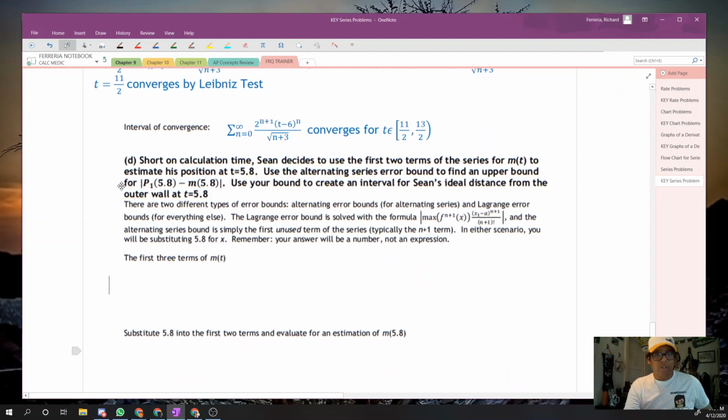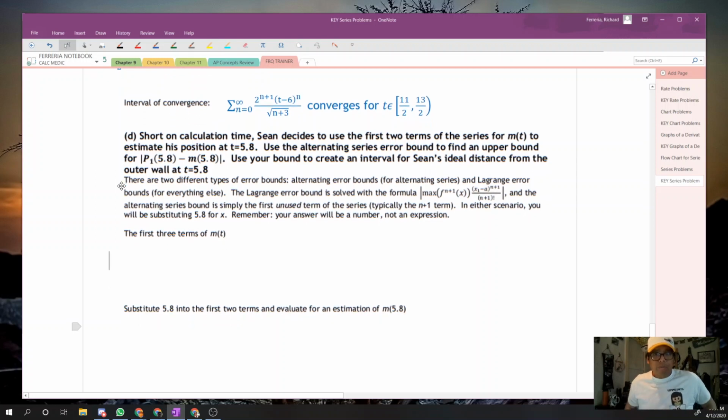Short on calculation time, Sean uses the first two terms of the series of m(t) to estimate its position at t equals 5.8. Use an alternating series bound to find an upper bound for this error, p(5.8) minus m(5.8). And then you're going to use that bound to create an interval for Sean's ideal distance from the outer wall.